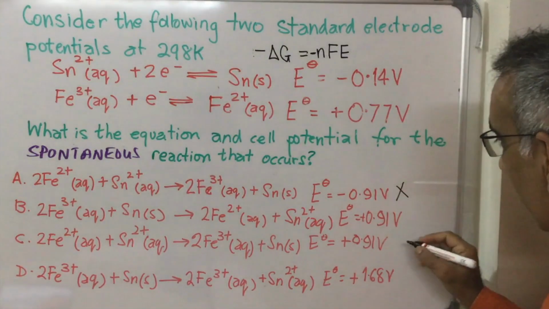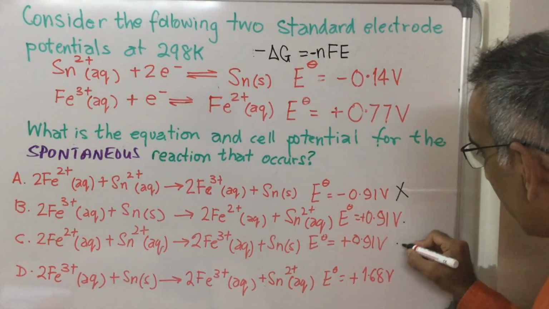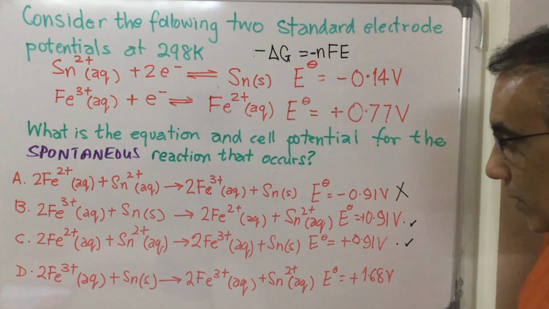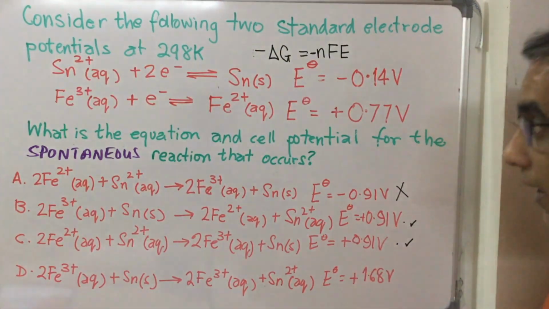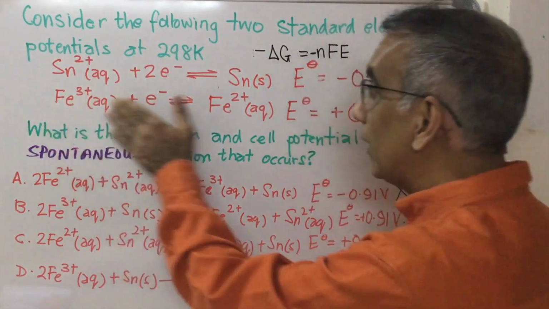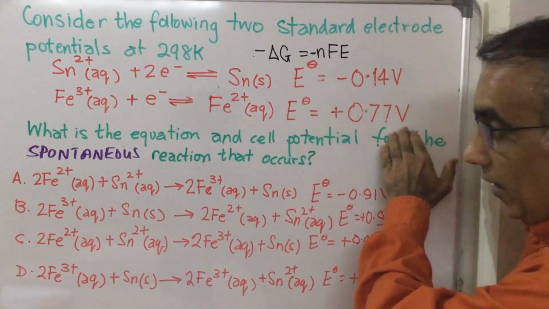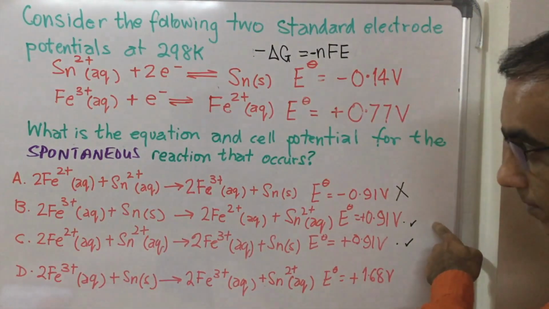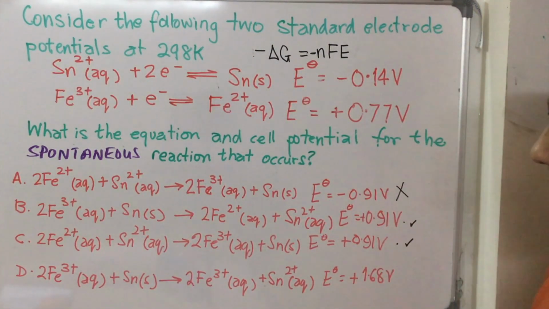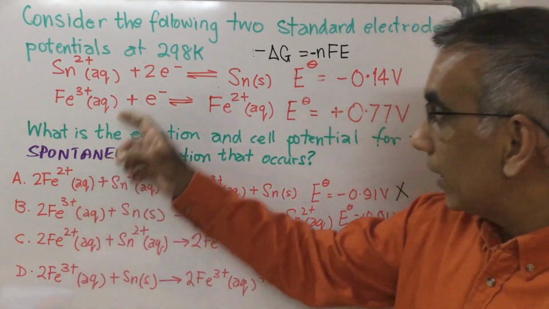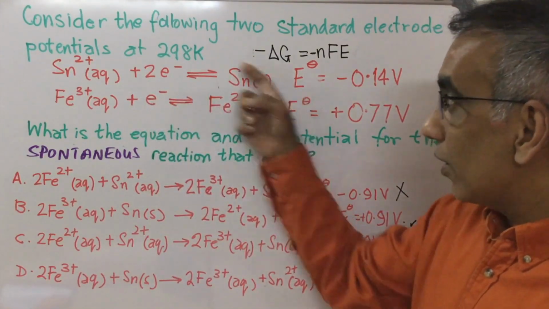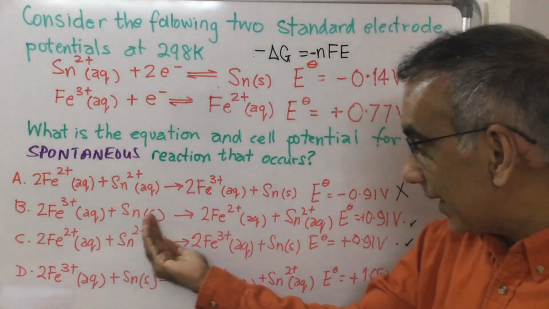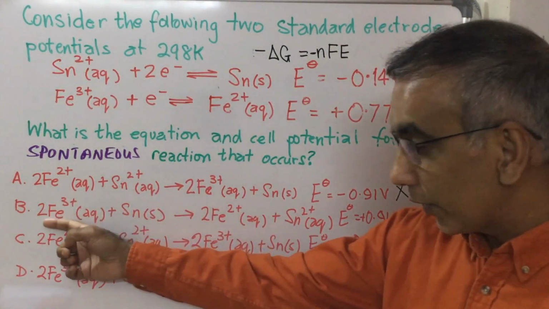So we're looking for a positive 0.91. And we happen to have two of those. But of course, we're looking for a positive 0.91 where iron is going to be the thing that is reduced. And iron here in B is reduced. But you need to have two irons, of course, because when tin is oxidized, it releases 2 electrons. So to get everything to balance, you have to put a 2 in front of the iron.